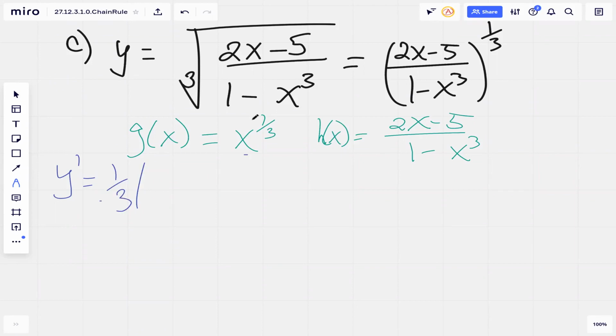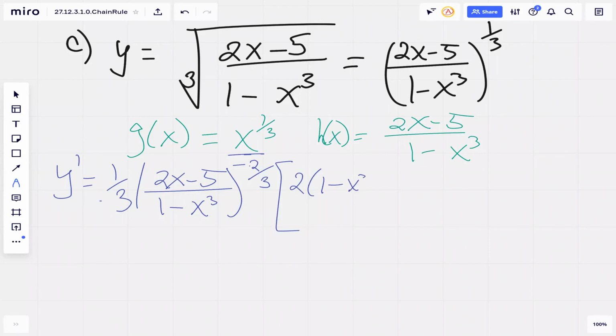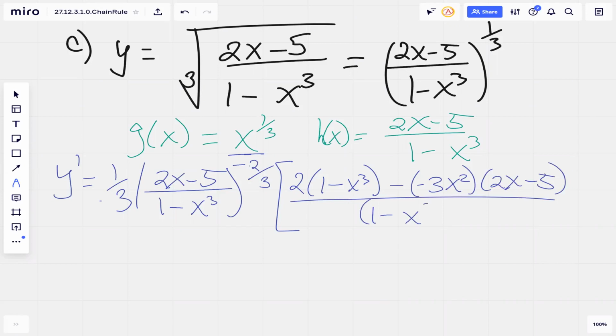But in our case, we need to replace x with h, which is 2x minus 5 over 1 minus x cubed, and we raise all of that to the power negative 2 over 3. Now we need to take the derivative of h. And this is where we use our quotient rule. Derivative of the numerator times the denominator, minus the derivative of the denominator times the numerator, all over the denominator squared. And that is the derivative of our function y, the cube root of 2x minus 5 over 1 minus x cubed.